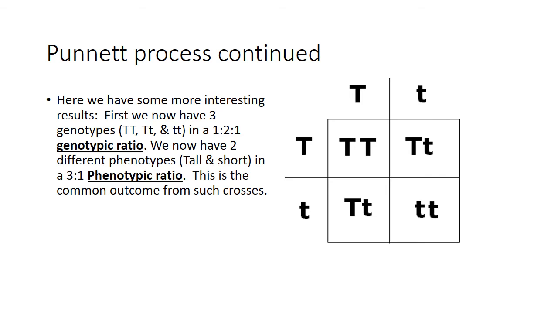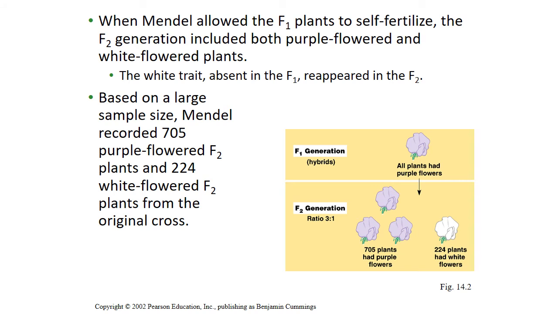So once more, we have a 3 to 1 ratio of the phenotypes, 3 tall to 1 short, and a 1 to 2 to 1 ratio of the genotypes. So 1 big T big T, 2 big T little t, and 1 little t little t. So when we look at Mendel's recordings, we see that there were 705 purple flowers in the F2 generation to 224 white flowers in the F2 generation, which gives us that 3 to 1 ratio.